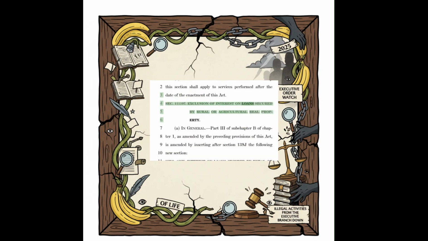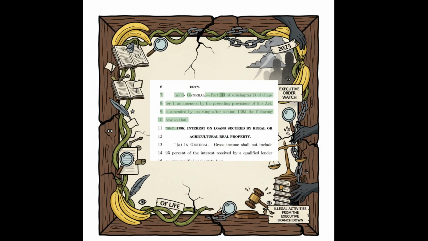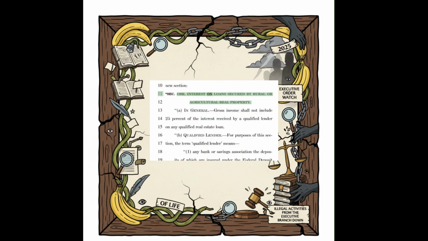SEC 11107. Exclusion of interest on loans secured by rural or agricultural real property. Part 3 of subchapter B of chapter 1, as amended by the preceding provisions of this Act, is amended by inserting after section 139J the following new section. SEC 139K. Interest on loans secured by rural or agricultural real property.